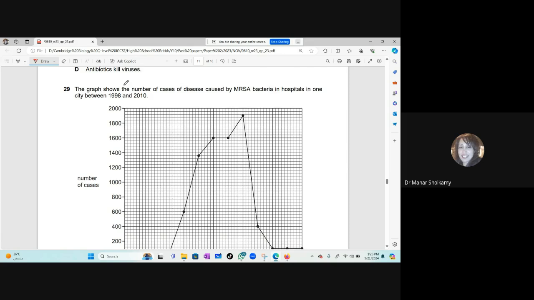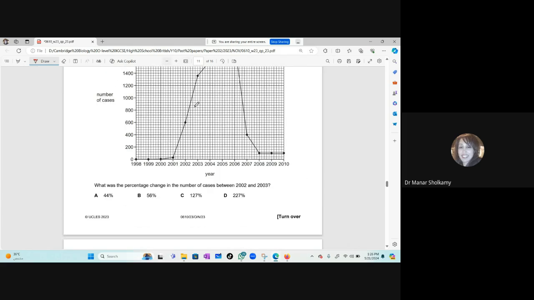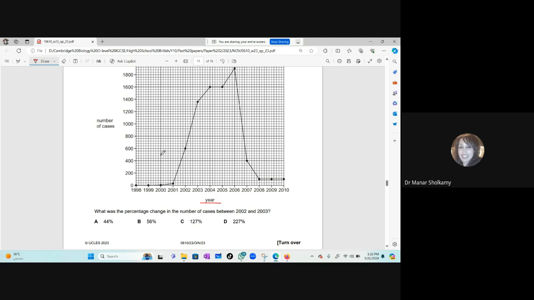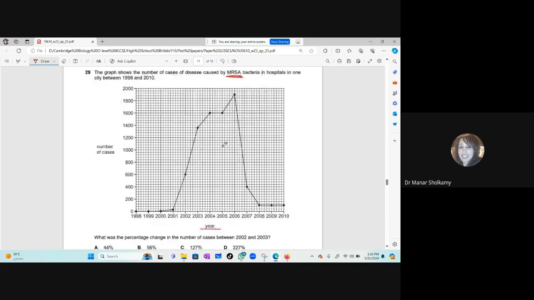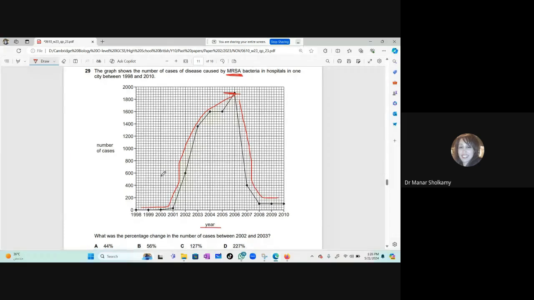Okay, 29. The graph shows the number of cases of disease caused by the MRSA bacteria in hospitals in one city between 1998 and 2010. Before you forget, what is the MRSA? This is the highly resistant bacteria, okay? So you have here a nice graph with the time on the x-axis in years and the number of cases caused by the MRSA. Now there was a slow increase and then a big increase, and then it reached a peak, and then it rapidly dropped back again.